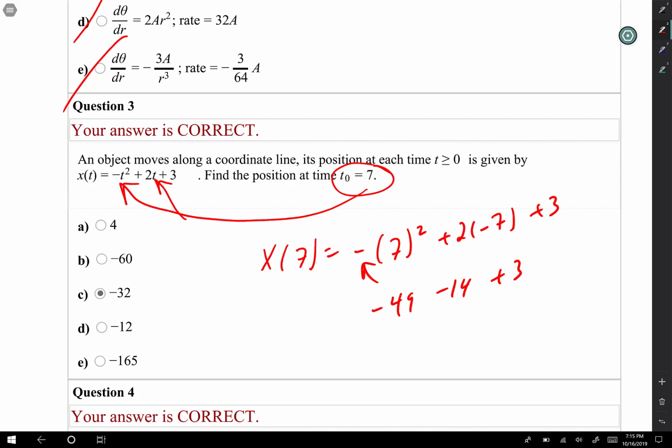49. Why'd you put negative 14? It should be positive 14. Oh, yeah. Why did I put negative 7?